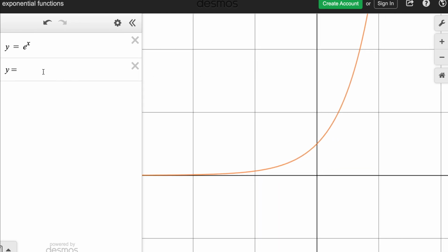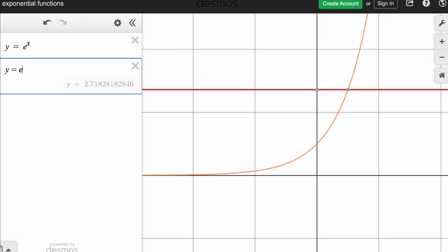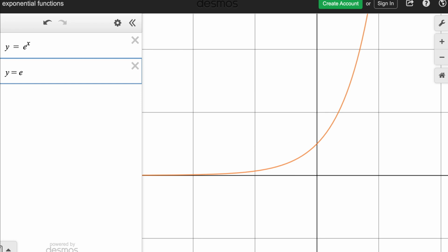E to the power of minus x, what will that look like? That's going to be a really important graph for you to know. Hopefully you've worked that out. That's going to be a reflection in the y-axis, like we saw with the 2 to the power of x and the half to the power of x, because x has been replaced by minus x.